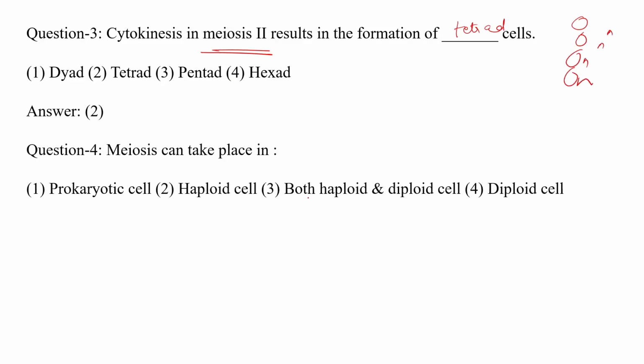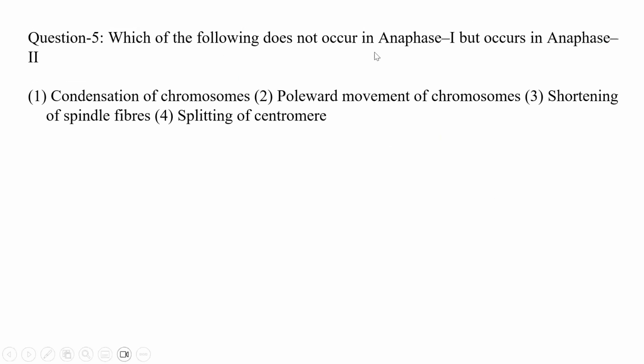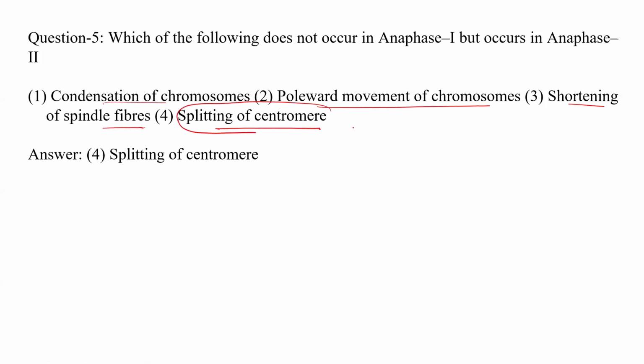The next is, meiosis can take place in prokaryotic cells, haploid cells, both haploid and diploid, or in diploid cells. So we know that meiosis is a reductional division and it takes place in the diploid cell, where it leads to the conversion to haploid cells. The next question is, which of the following does not occur in anaphase 1 but occurs in anaphase 2? It is the condensation of chromosomes, poleward movement of chromosomes, shortening of spindle fibers, or the splitting of the centromeres. We know that the splitting of the centromere, resulting in separation of sister chromatids, happens in anaphase 2 but not in anaphase 1.